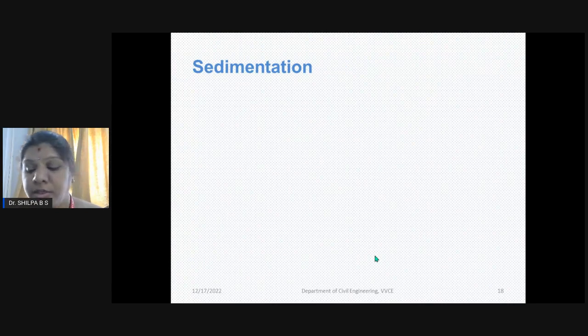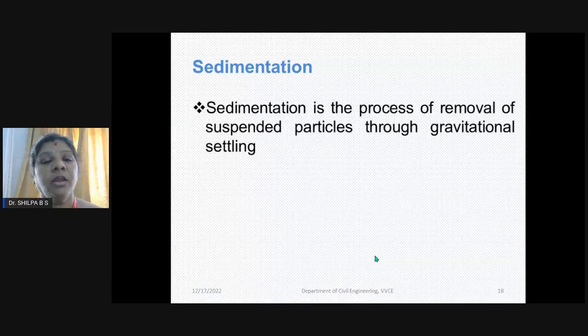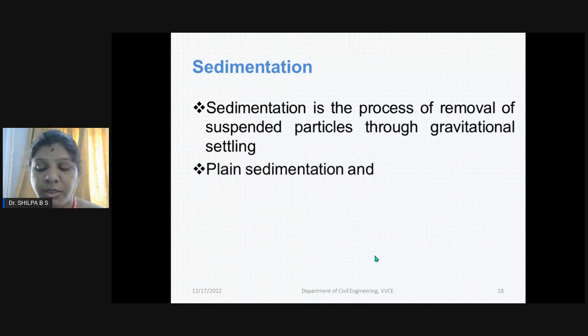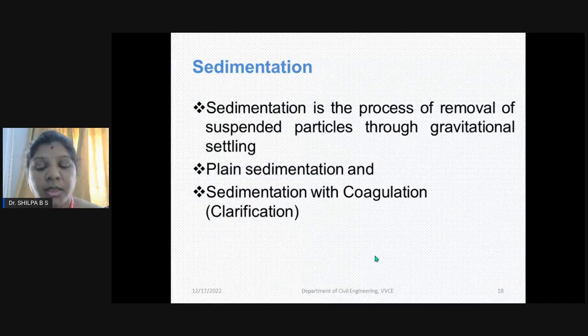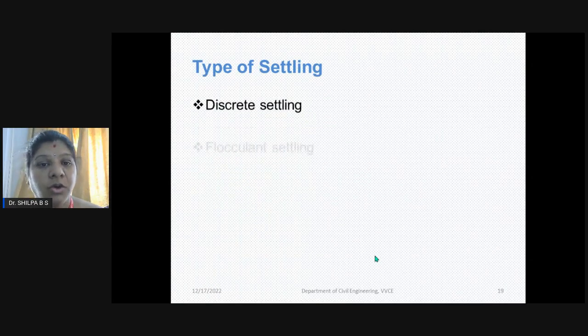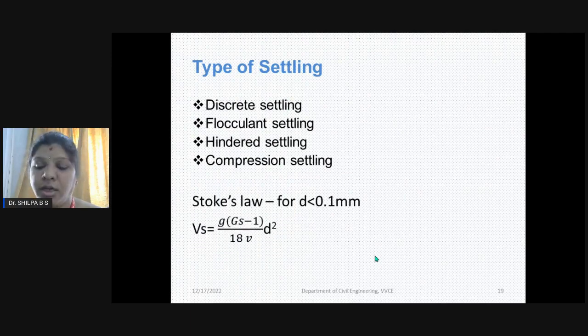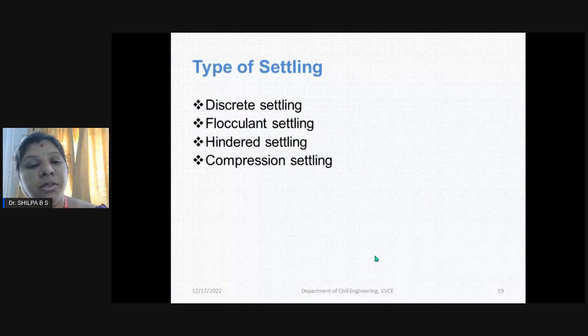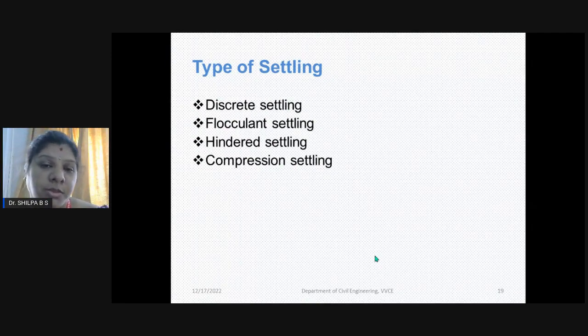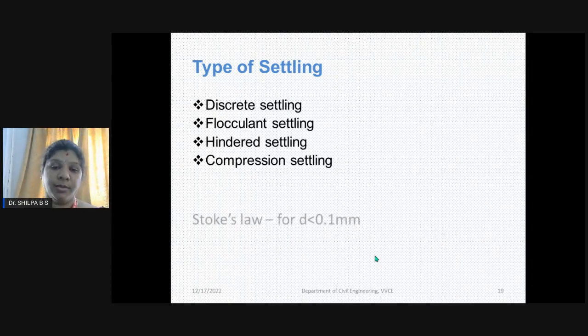Next treatment is sedimentation. As you know, sedimentation is the process of removal of suspended particles through gravitational settling. We can have two types of sedimentation: one is plain, and the other is sedimentation with coagulation. Four types of settling can be observed with respect to the suspended particles. We classify them as discrete, flocculent, hindered, and compression.